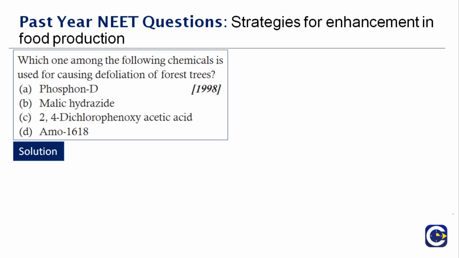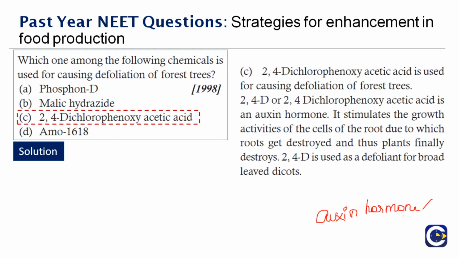So the one chemical that is used for causing the defoliation of the forest trees is 2,4-dichlorophenoxyacetic acid. Okay, it is used for causing defoliation of forest trees, and it is an auxin hormone. So what is the hormone here? It is an auxin hormone. It stimulates the growth and activity of the cells of the roots, due to which the roots get destroyed and thus the plants finally die. And 2,4-D is used to defoliate the broad leaves of dicots. Therefore, the right answer to this question is option C.